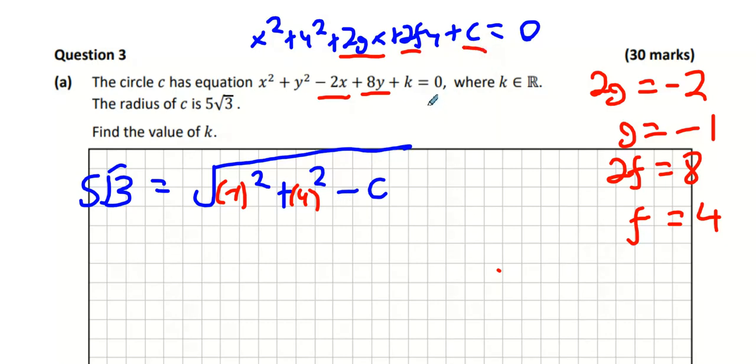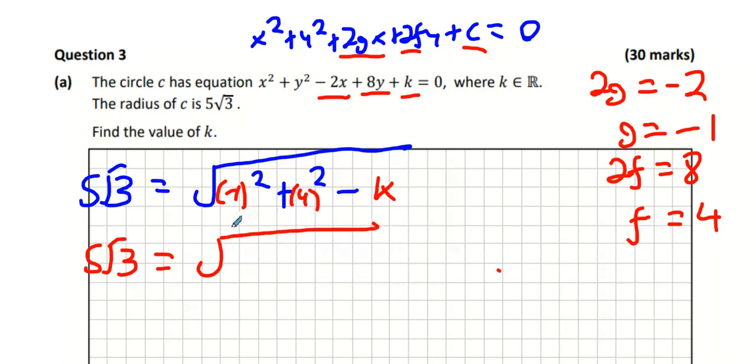Now, instead of c, we have k. So that's going to be our k value here. And lo and behold, we're going to get 5 root 3 equals the square root. I'm going to put the 2 down in the calculator. I'm going to get 78 minus k.